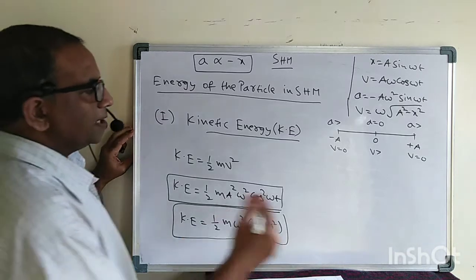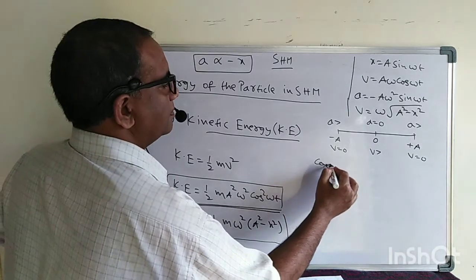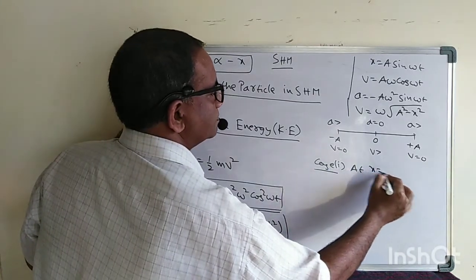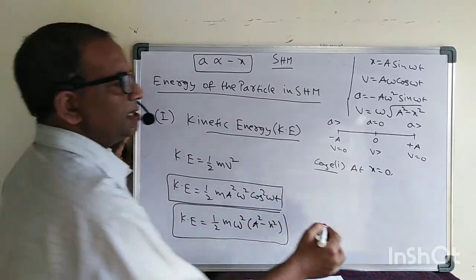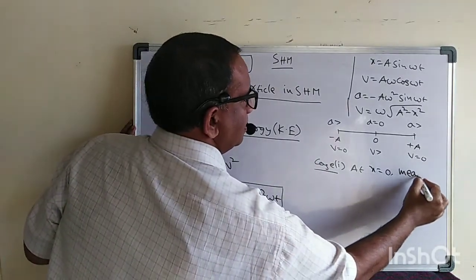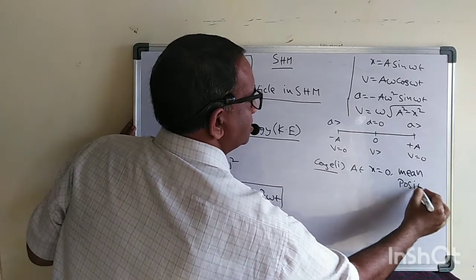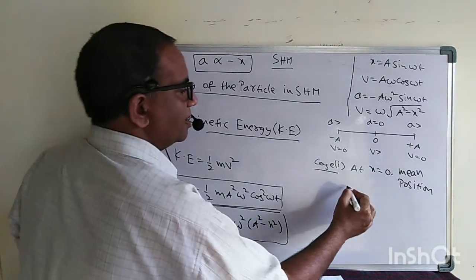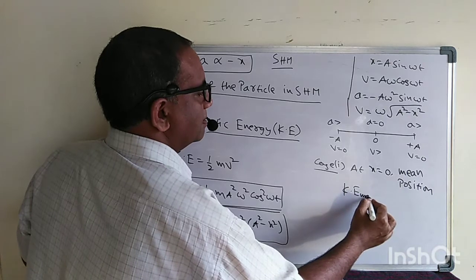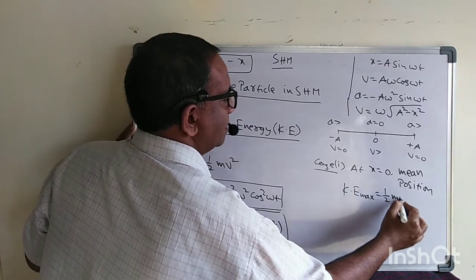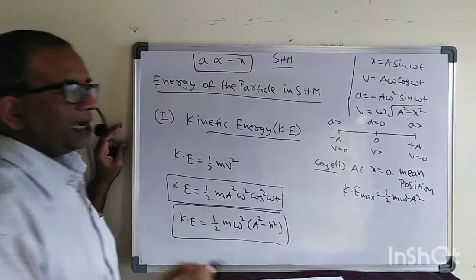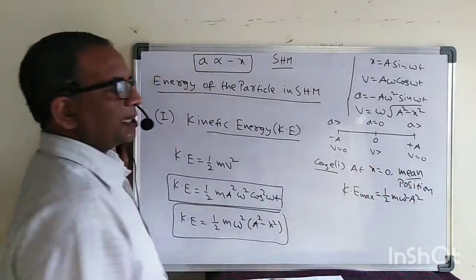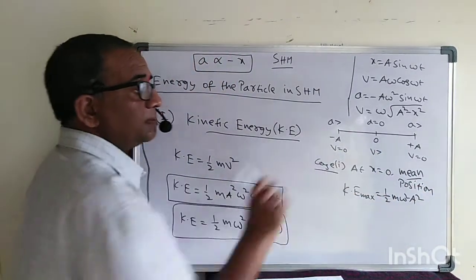There are 2 cases possible. Case 1: let us say x is equal to 0. X is equal to 0 means you are at the mean position. If x is equal to 0, the kinetic energy is maximum. It is nothing but half m omega square a square. That is the maximum kinetic energy at the mean position, because the velocity is also maximum.